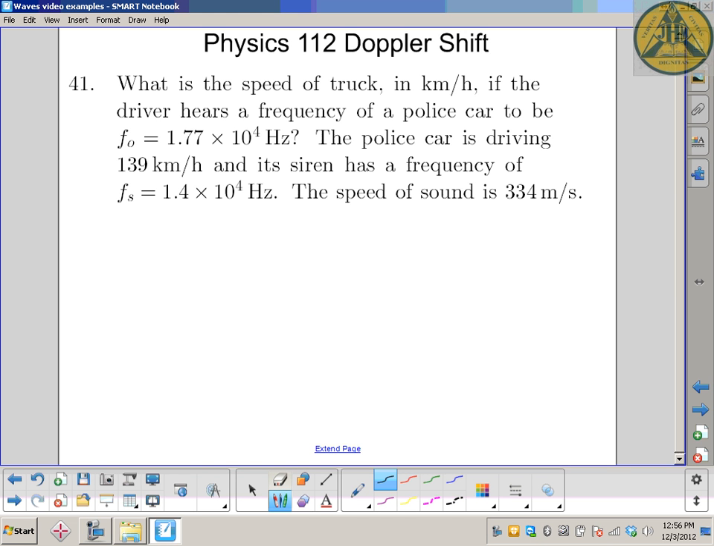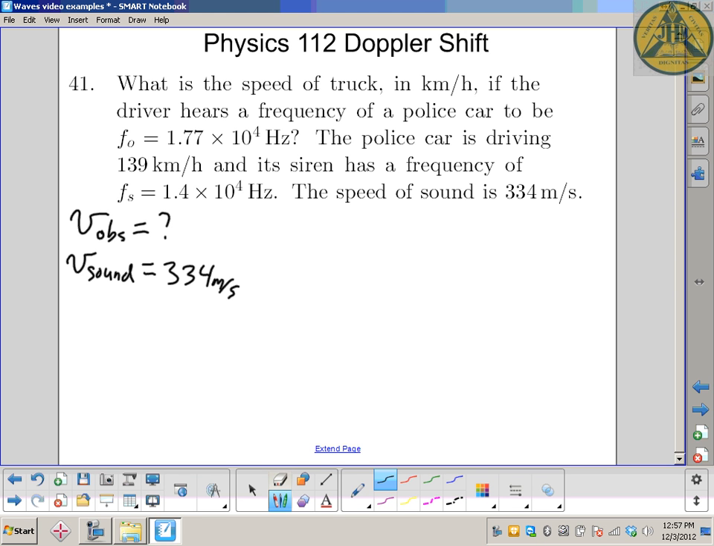Okay. So the truck is the observer. So anything relating to the truck is going to be labeled observer, OBS. Anything related to the police car is going to be labeled source. So we have to be very careful here in how we're labeling this out. We're trying to find the speed of the truck. The truck is the observer. So velocity of the observer is our question mark. Velocity of sound, we'll just get to that right away since we know exactly what it is, 334 meters per second. It's just a cool day.